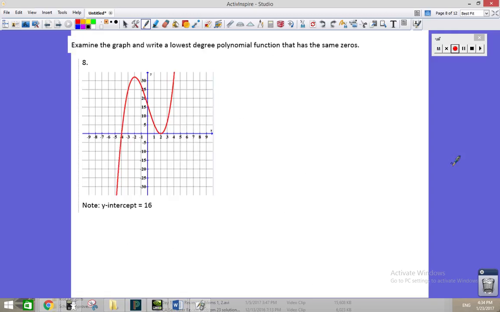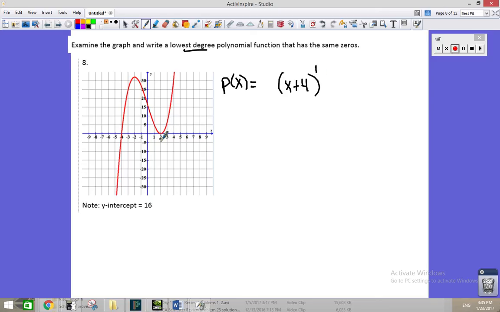Okay, so now we actually have a graph and we're going the other way. So we want to write a polynomial function. It's here at -4, it's crossing, and in factored form, this x equals -4 is written as x plus 4, and since it's crossing, this exponent's going to be an odd number, and I want the lowest degree, so I'm just going to pick 1.